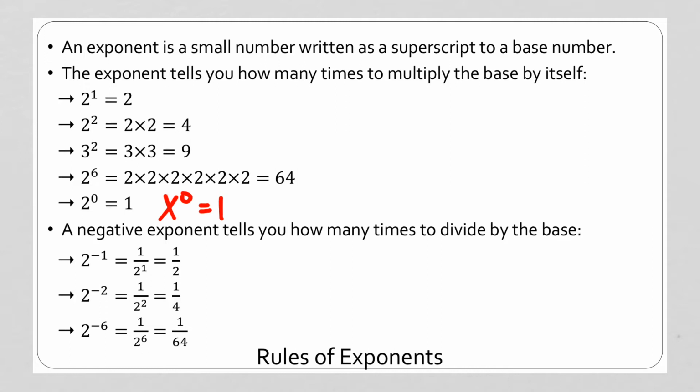Another rule of exponents is a negative exponent. Our standard exponents look at how many times the number is multiplied. If you have a negative exponent, it's telling you how many times to divide by the base. So 2 to the negative 1 power, the negative power means that we're dividing by 2 to the 1 power, and 2 to the 1 is 2. 2 to the negative 2 power means that, again, the negative means that we're dividing by it, and we're dividing by 2 to the 2, which is 4, and so forth.